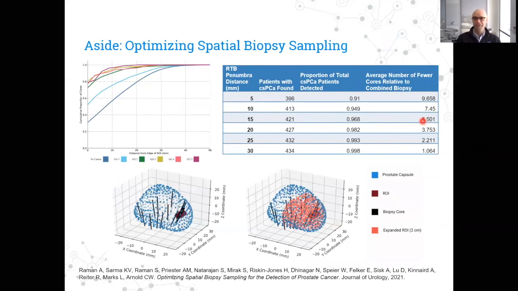A brief aside: I hope I've described this data set in enough detail so that you can appreciate other things we can do, including looking at where we find cancer within the prostate relative to the ROI specified by the radiologist. Because we know the coordinates of every biopsy core and we know the ROI, we can see how far away we detect cancer from an ROI. That's what this graph shows here. On the x-axis, we see distance from the ROI surface, the ROI here being the region within the prostate that the radiologist thinks is cancer.